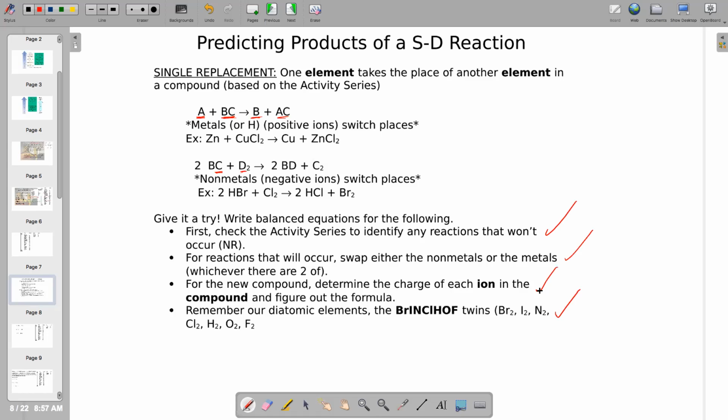And we have to remember the 7 diatomic elements using that mnemonic Brinkelhoff, or hydrogen, nitrogen, oxygen, fluorine, chlorine, bromine, iodine. So if any elements are going to end up appearing by themselves, and if they're diatomic, we've got to make sure to write the formula with the 2 after it.